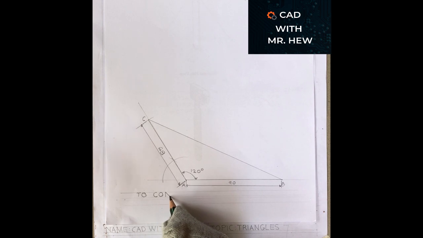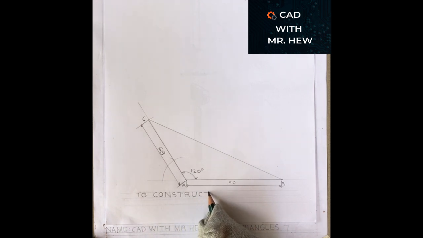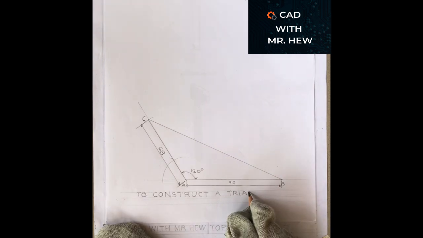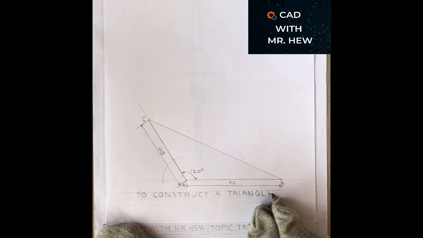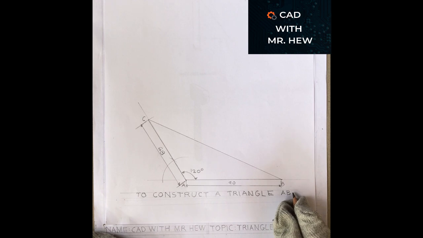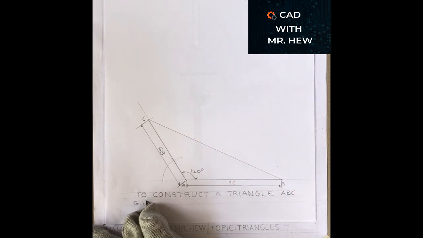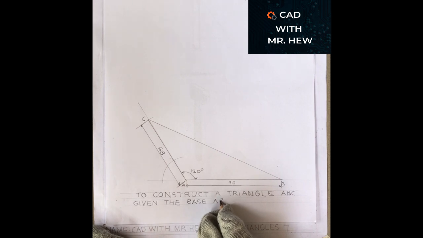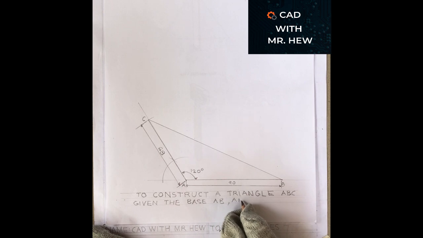Construct a triangle ABC given the base AB, comma, angle CAB.